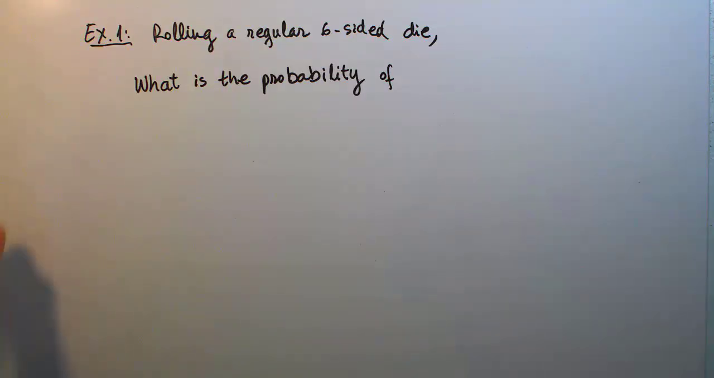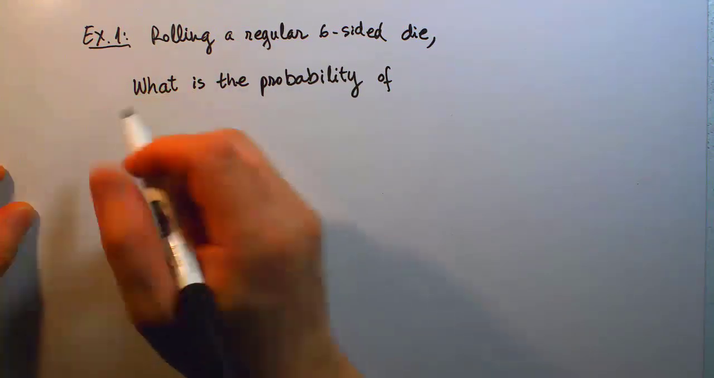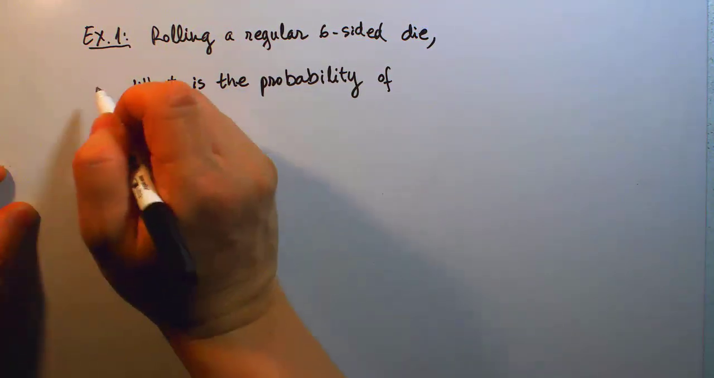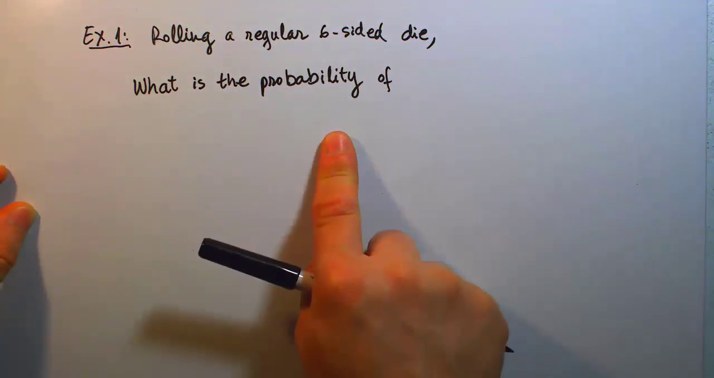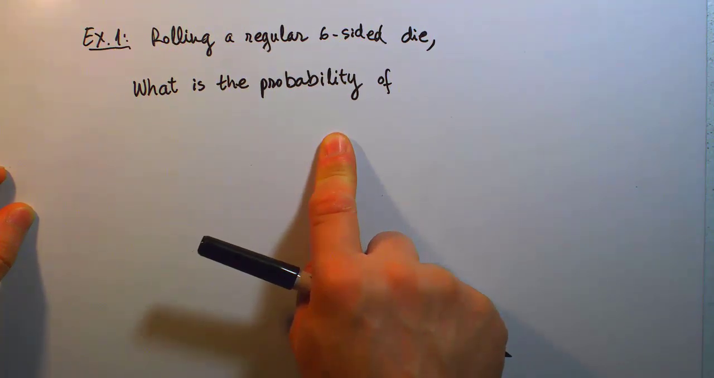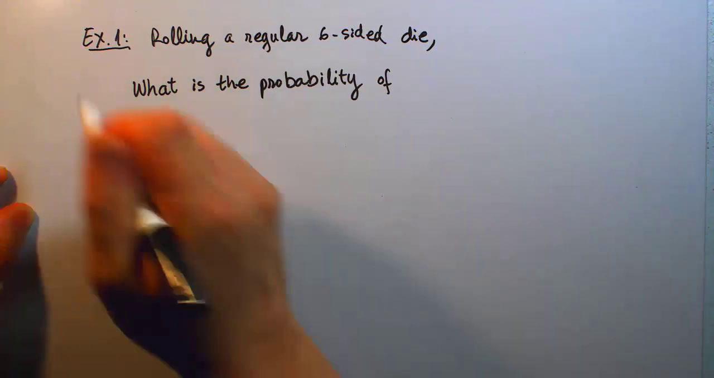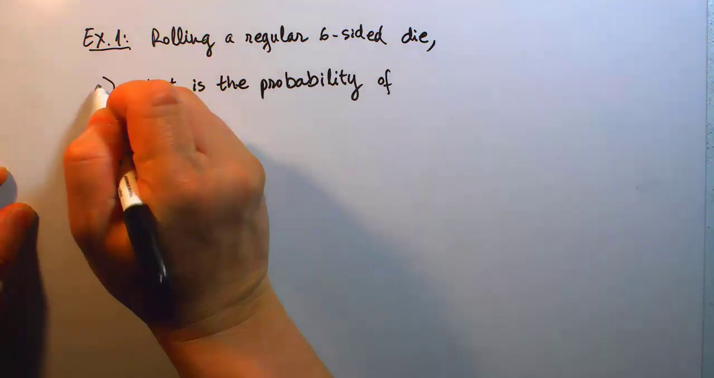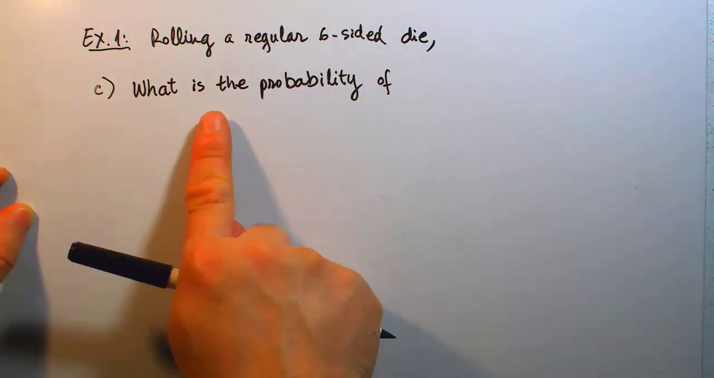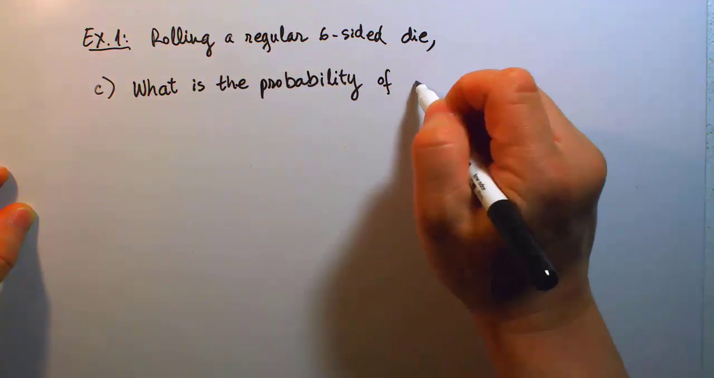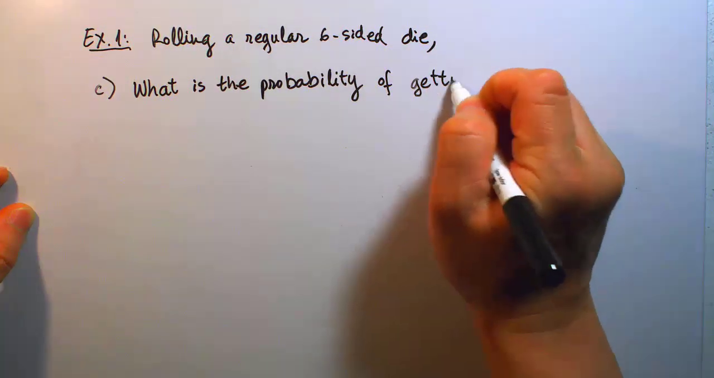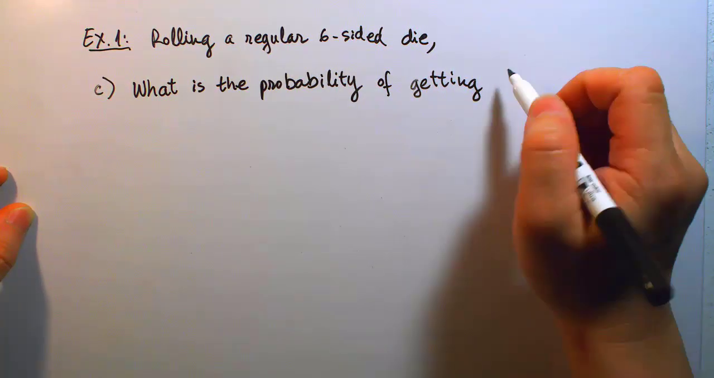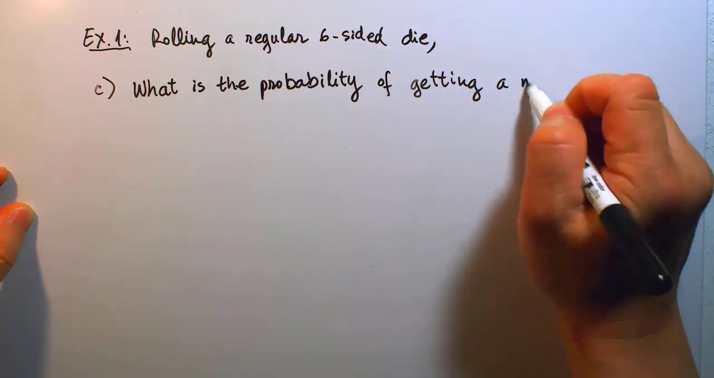And so now let's look at the next question in the exact same example. And you can see that I purposely leave that starting phrase of my question here. What is the probability of, and here I'm getting ready for my question C. So what about, what is the probability of getting a number?